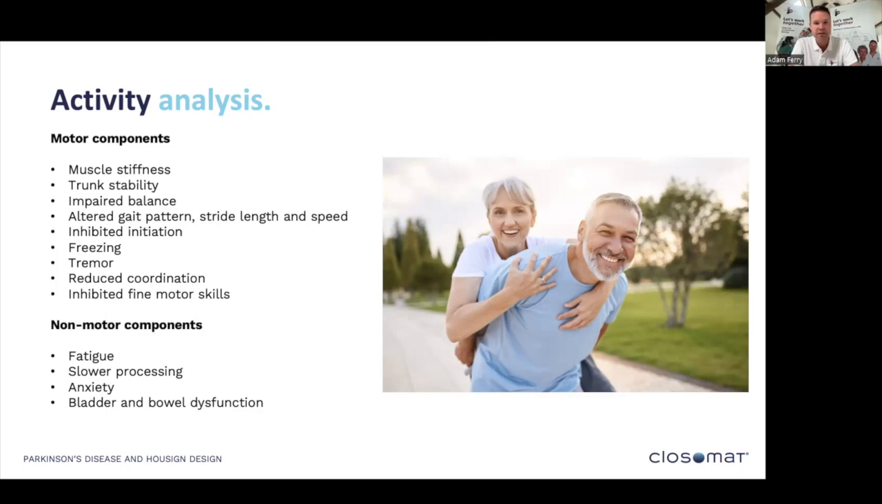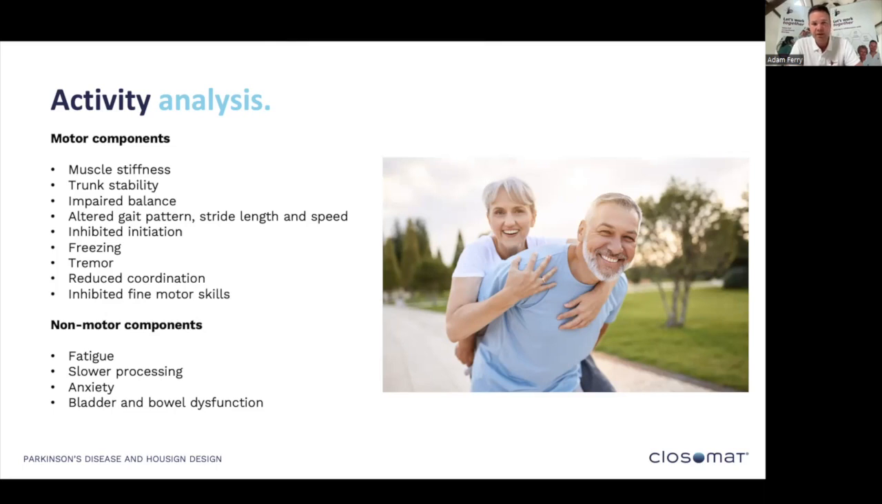Altered gait pattern, stride length and speed. So we know that's a very common symptom within motor components for someone with Parkinson's. We often see that shuffling gait, and we know that somebody who uses more than 8 turns to turn 180 degrees is much more likely to fall from a NICE guidelines perspective. So if the gait becomes much more shuffly, the risk of falls becomes significantly greater.